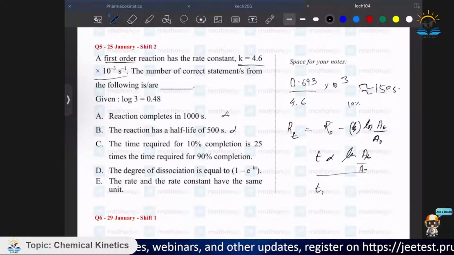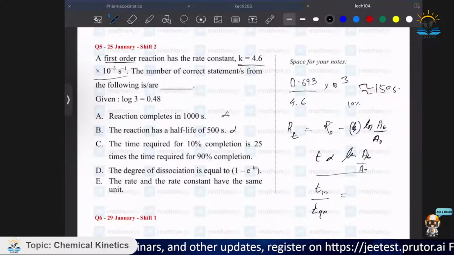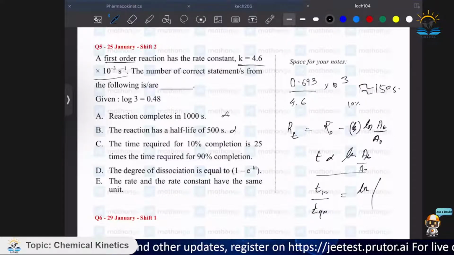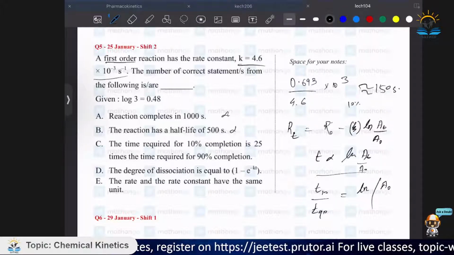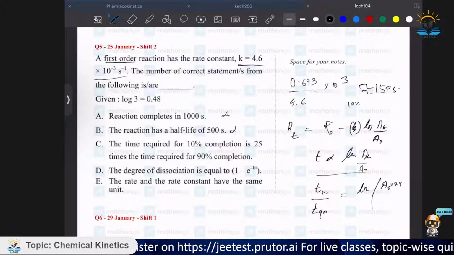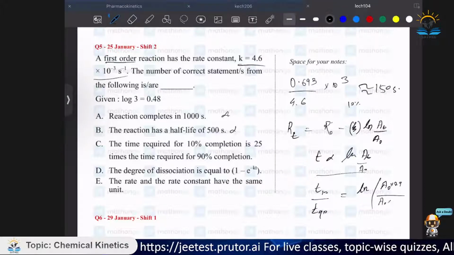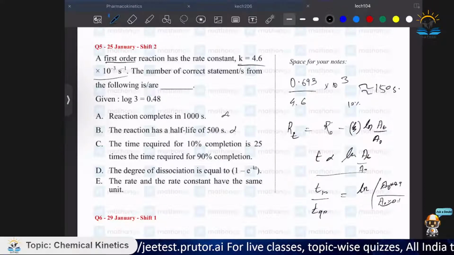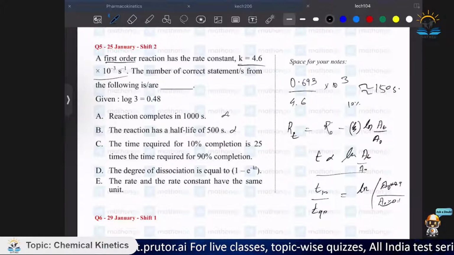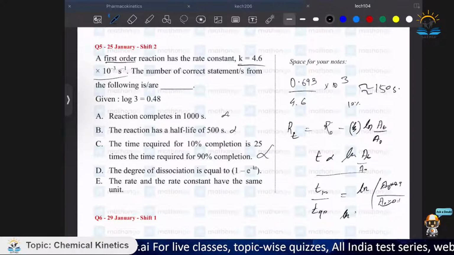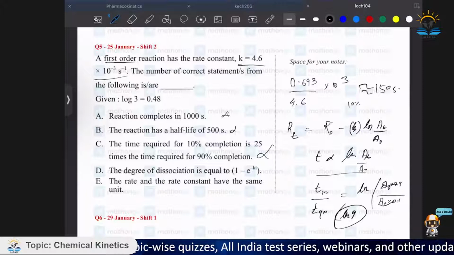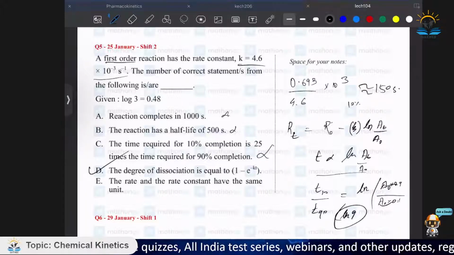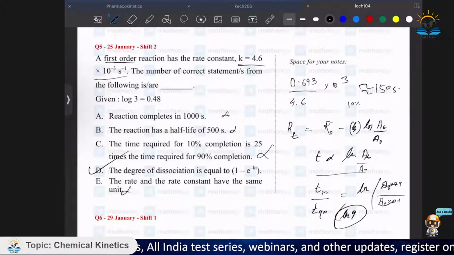So t for 10, t for 90, ln a naught into 0.9 divided by a naught into 0.1. So 9. So it's not 25. This is ln 9. It's not equal to 25. This is also incorrect. Degree of dissociation is equal to, this is correct. Fifth one says the rate and the rate constant have the same unit, and it's incorrect.